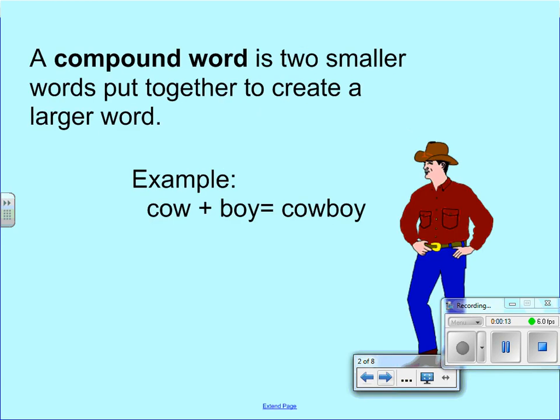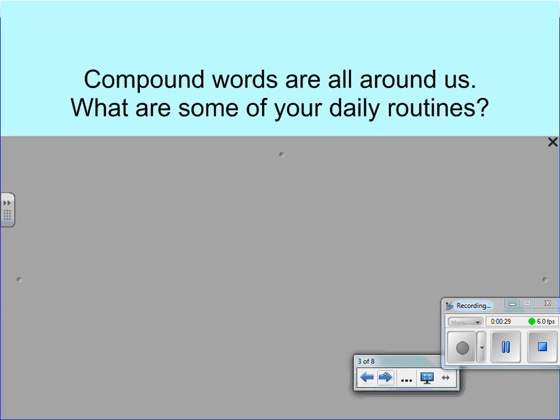A compound word is two smaller words put together to create a larger word. For example, cow plus boy equals the word cowboy. Cowboy is a compound word. Compound words are all around us.